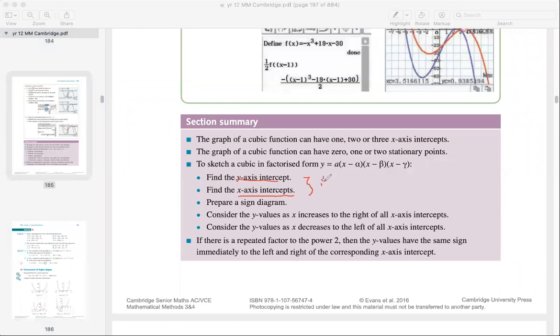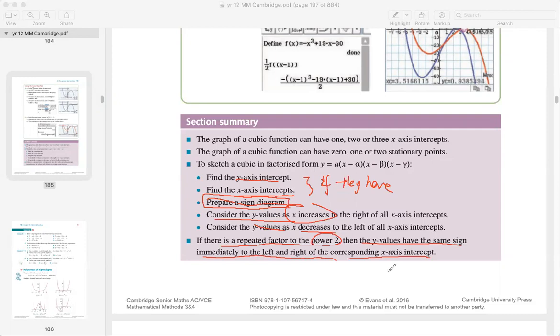if they have, and they just say prepare for the sign diagram if they ask to draw it, otherwise just ignore it. And then consider the y values when x increases and consider the y values when x decreases. And if there is a repeated factor of power of 2, the y value has the same sign immediately to the left and the right of the corresponding x-axis intercept.